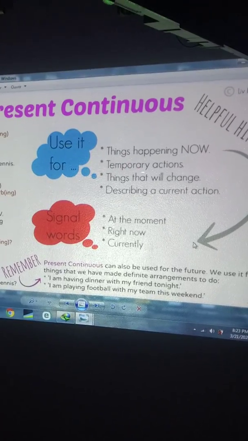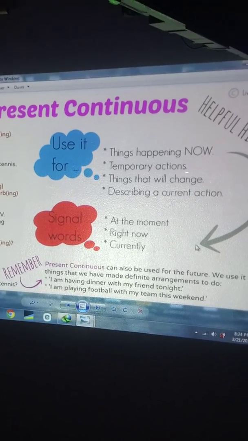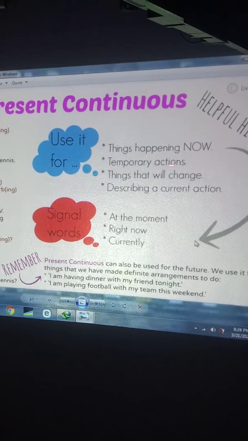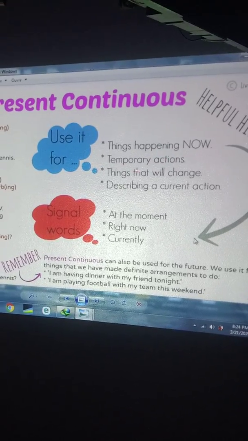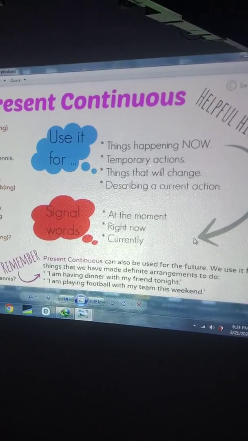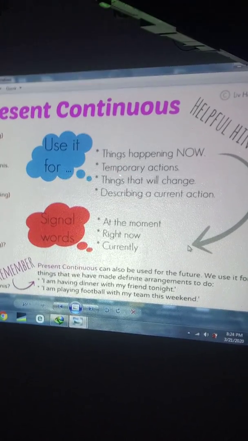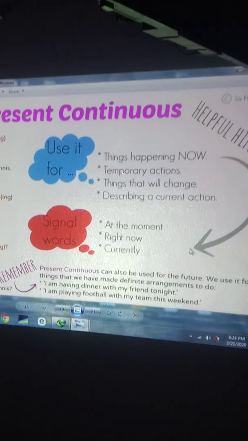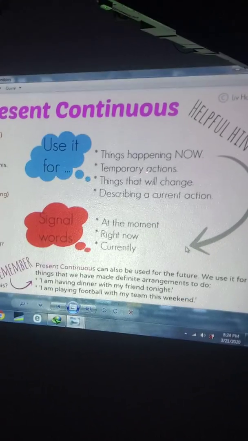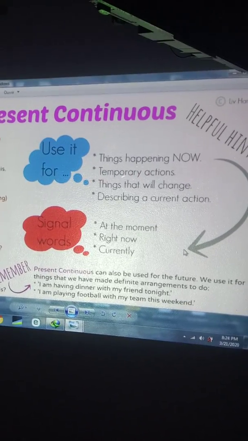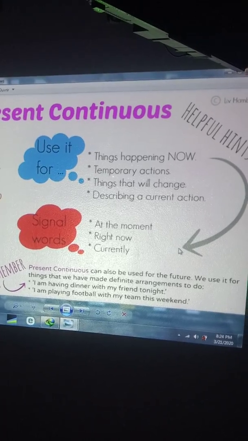Or temporary actions, actions that are short, not long. Okay, temporary actions that are short, for example, the explanation of the lesson will take just 10 minutes or 20 minutes. So the action is short. It's not like 2 days or 2 weeks or 2 months. Okay?